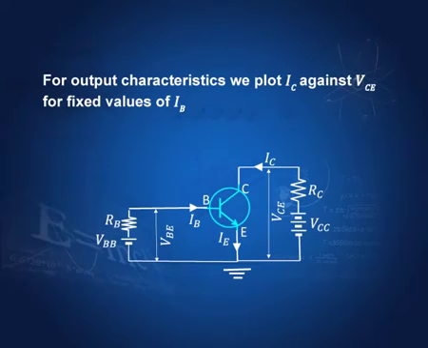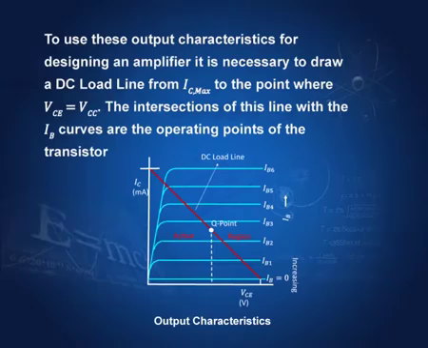For output characteristics, the circuit remains the same, but we now plot, as I said, IC against VCE. So, this is IC on this axis and this is VCE on this axis. And for constant base currents, this is the kind of graphs that we get. These are the curves for constant IB. IB increases this way, IB1, IB2. For each curve, IB is constant, and we plot IC against VCE.